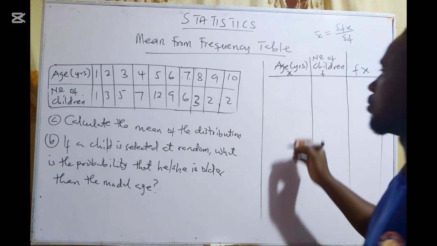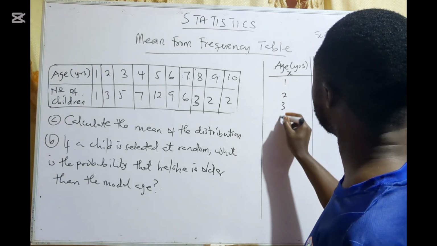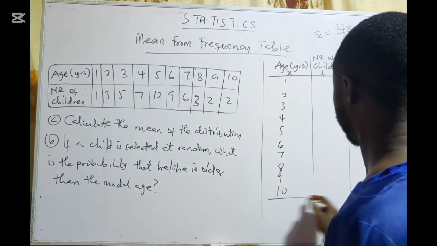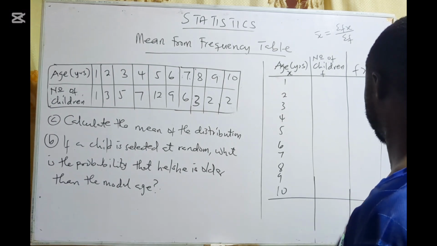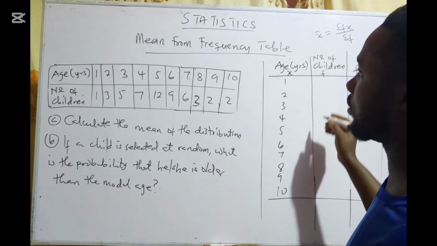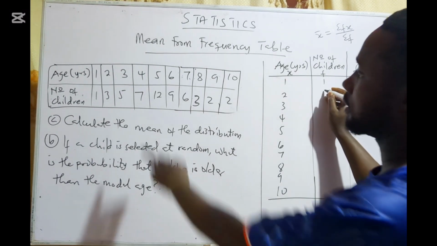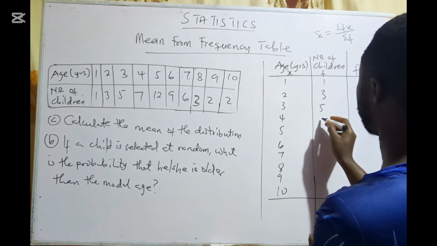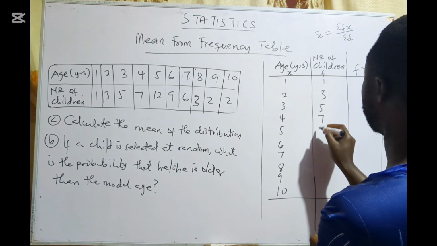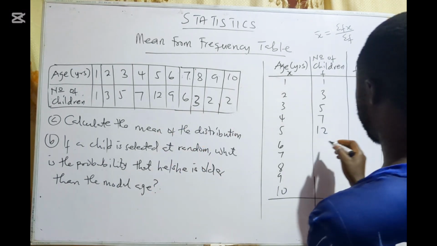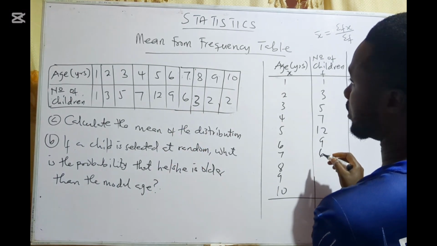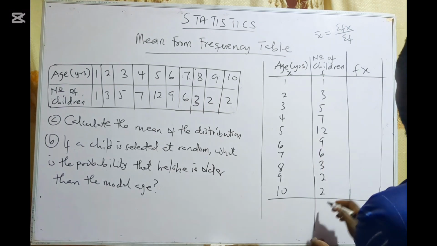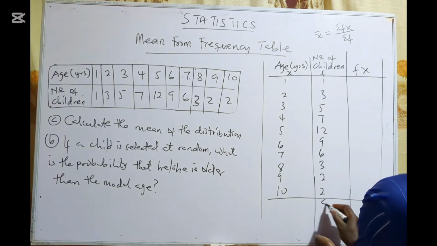So we have 1, 2, 3, 4, 5, 6, 7, 8, 9, 10. All right, and then we have what? 1, 3, 5, 4 is 7, 12, 9, 6, 3, 2 and 2. Okay, so when you put all of that together here, we get what?